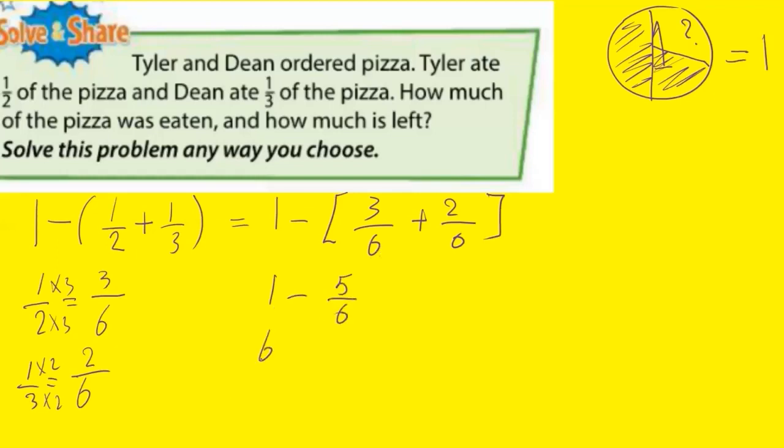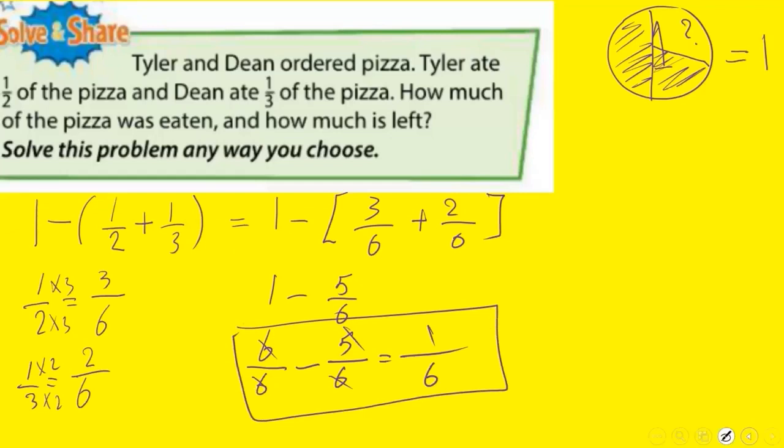I can make this one 6 over 6 to be a common denominator with 5 over 6. So 6 minus 5 equals 1, and the common denominator 6 does not subtract. So it will equal 1 over 6, the final answer.